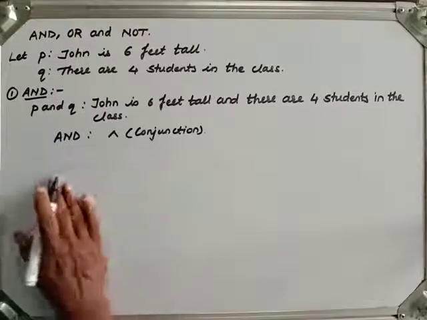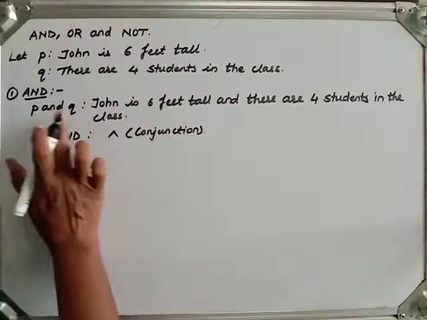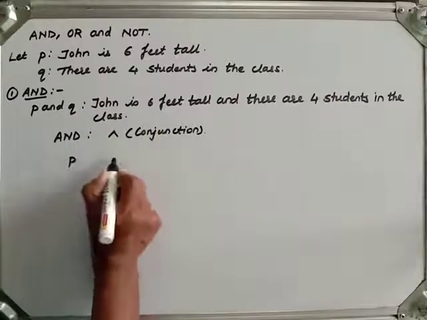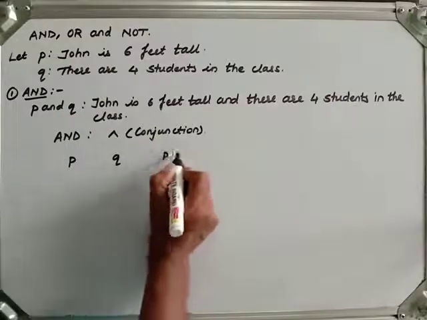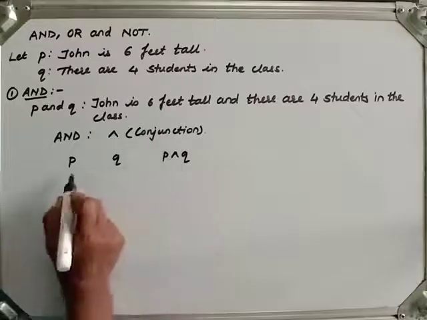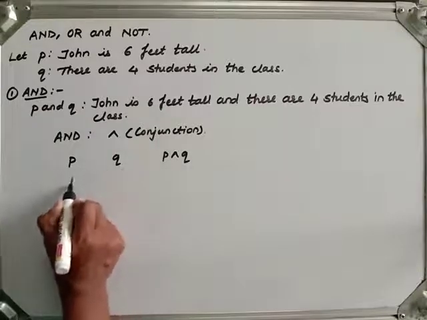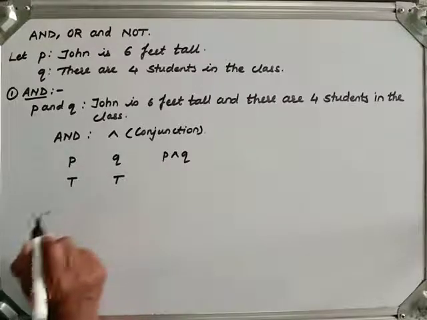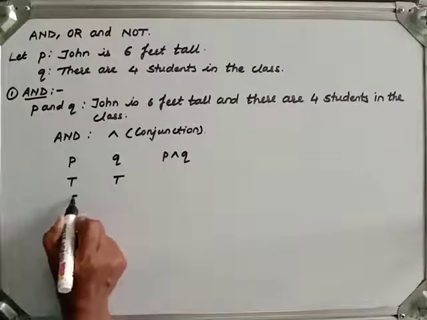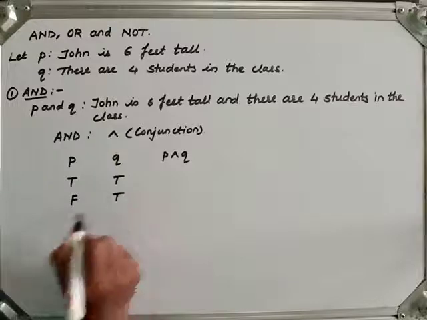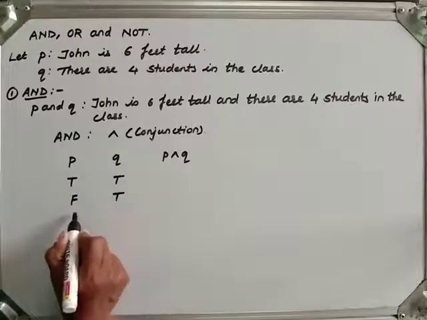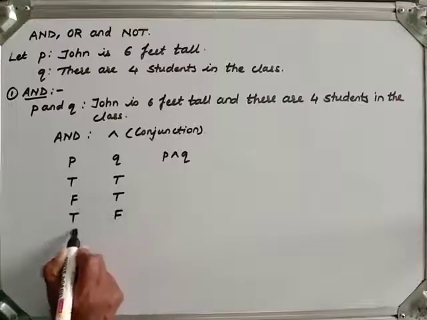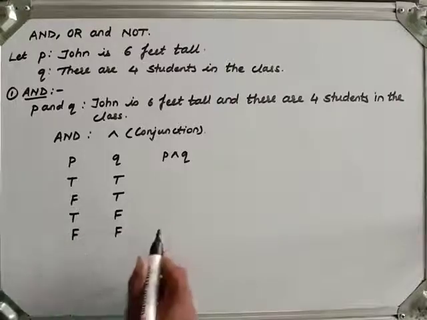Now let us see the truth table for this. There are two statements P and Q, so there are 4 possibilities. Let me write a truth table with P, Q and P and Q. P may be true, Q is also true. P may be false, Q may be true. Again P may be true, Q may be false, or both are false.